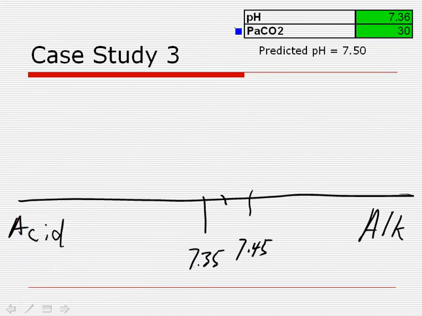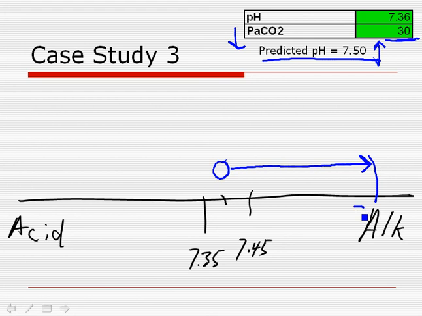All right, so I've got a low CO2. I've got a CO2 of 30. What does that mean for my pH? Well, my predicted pH then should be higher than normal. Low CO2, high pH. So let's draw this on my vectors. I've got a low CO2, so I'm going to be driving my pH again to the alkalotic side, and that should give me a pH of 7.50.